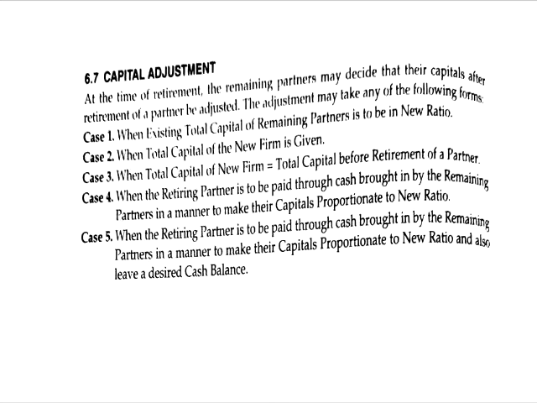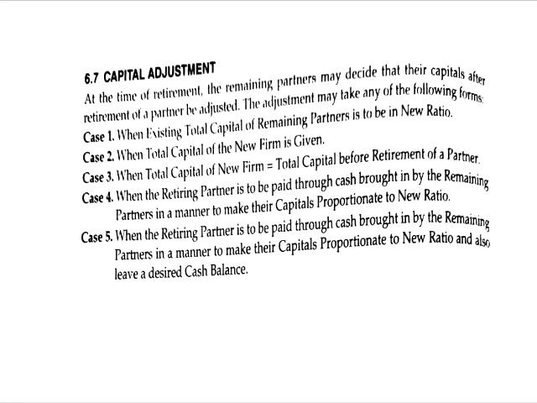And now see case 5. What case 5 is saying: when the retiring partner is to be paid through cash brought in by the remaining partners in a manner to make their capital proportionate to the new ratio, and also leave a desired cash balance. Here the difference between case 4 and case 5 is that whatever cash is brought in by the remaining partners, it is given to the retiring partner.